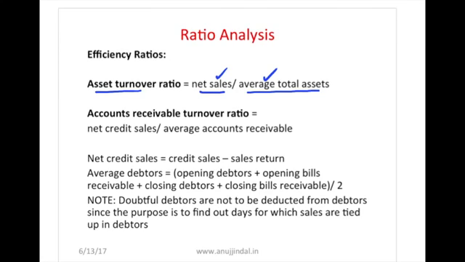Next is accounts receivable turnover ratio, which is net credit sales upon average accounts receivable. Net credit sales is credit sales minus sales returns pertaining to those credit sales. Average accounts receivable is equal to average debtors. So average debtors are opening debtors plus opening bills receivable plus closing debtors plus closing bills receivable divided by 2.